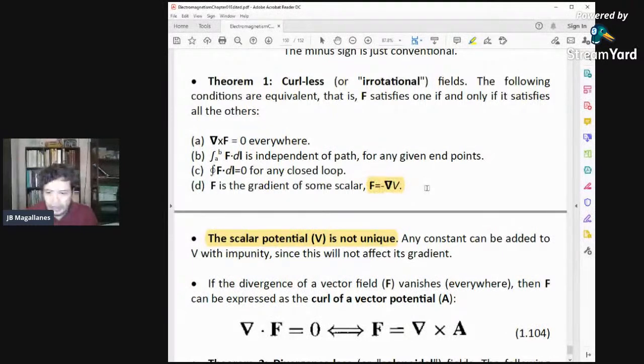That is not unique, because any constant can be added to V. Any constant can be added to this potential, but it will not affect its gradient, because the gradient of a constant is always 0. You could put plus 7 here inside V, and the gradient of 7 will just be 0. So it's not unique.